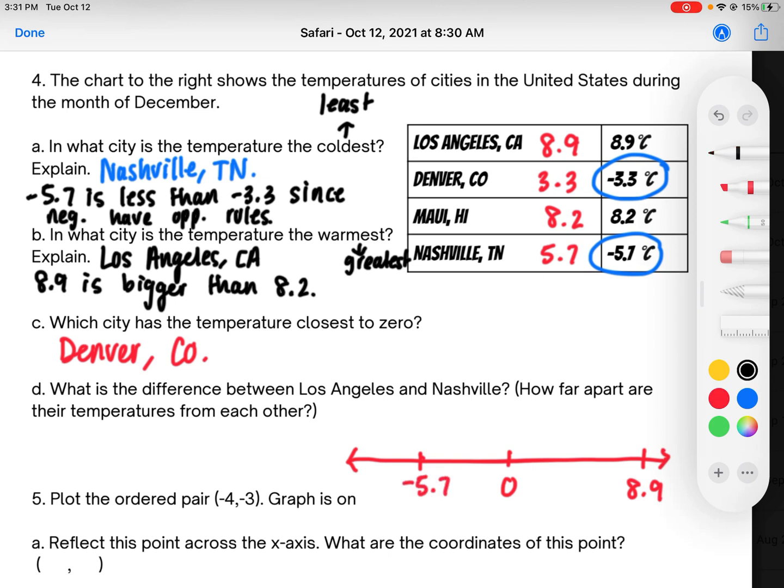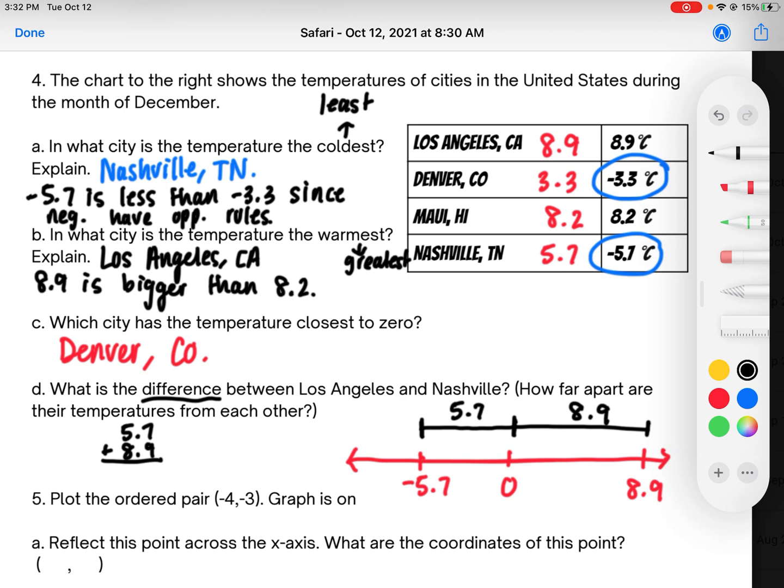Now we want to know the difference between them, which means that we want to track this entire distance, right? To get from 5.7 to 0, we would have to travel 5.7. And then to get from 0 to 8.9, we'd have to travel 8.9. So what we want to do is add those values. We know that difference means subtraction. But if we did 8.9 minus negative 5.7, that would actually tell us to add. Anytime we have a double negative, that turns into a positive. So in this case, we're going to add those two values.